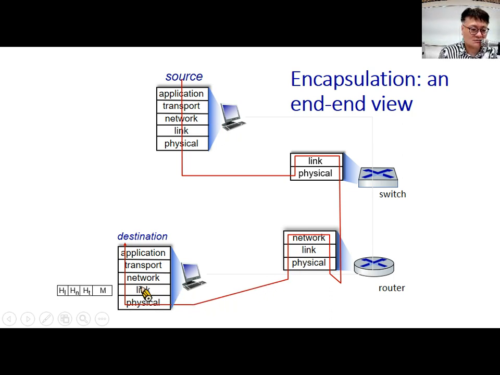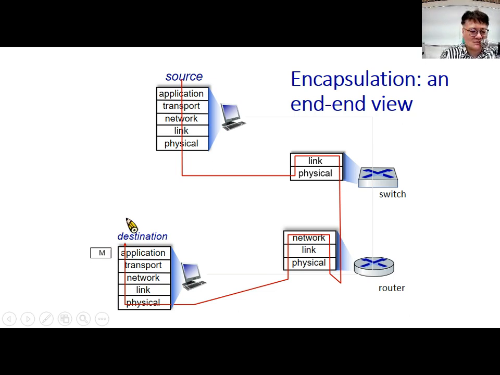So when we go from the link layer to the network layer, we remove the link layer header. Then the HN header, the network IP layer header, we remove the network layer header. Then the HT transport layer header and the message. Then we go to the application. What happened? It returns to the message, after removing the transport layer header.